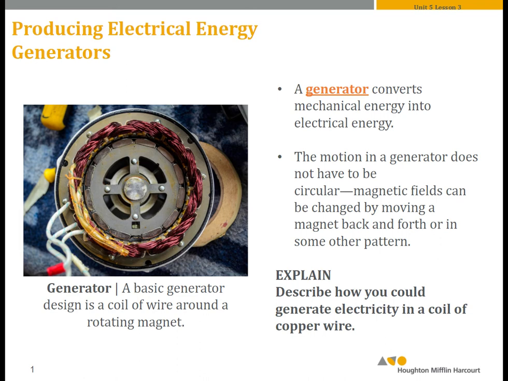If you are going to generate some usable amount of electricity, you're going to want to have a lot of repetition. And so rotation is a pretty easy way to sustain the motion of your magnetic field, or the changing of your magnetic field, but you can also have oscillation, or moving back and forth.